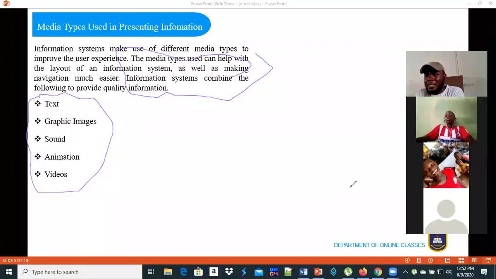So it depends on the person you're presenting the information to and the media type you want to use. If you're presenting information to a kid or children, you would like to go for animation, because animation will make them happy seeing the cartoon talking, and they are likely to grasp whatever you are telling them. If you are dealing with adults, a video will do, or text, or a combination of all this can also help you in presenting information.